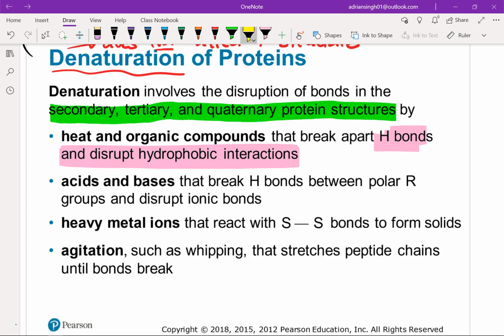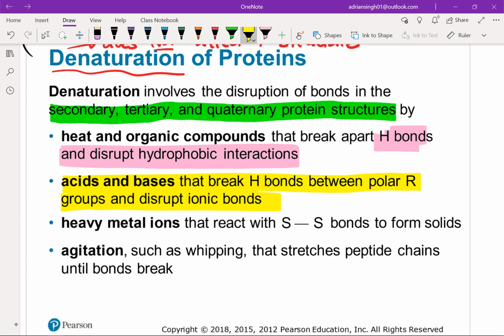Acids and bases can also denature proteins by disrupting the hydrogen bonds between your polar R groups, and they also disrupt the ionic bonds, the positives and negatives that attract each other. Remember, when you add an acid, you're adding H plus to something, and that can affect that attraction between a positive ion and a negative ion that you have in your R groups. And you probably use acids and bases, for instance, to help cook things. If you add an acid like lemon juice or lime juice to your raw fish, for instance, you can actually start that cooking process right away.